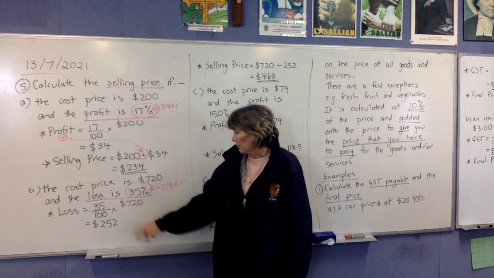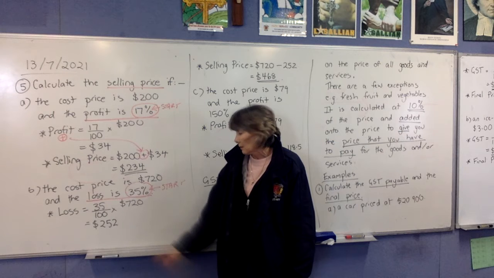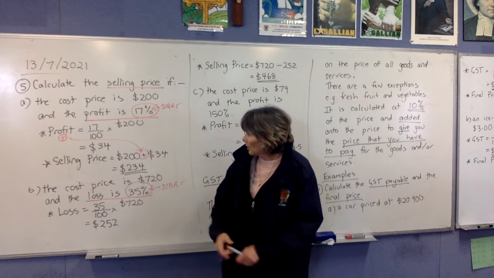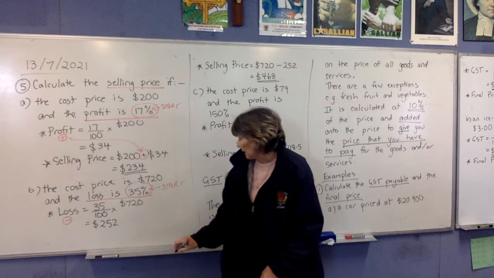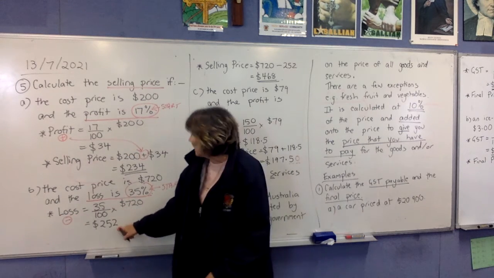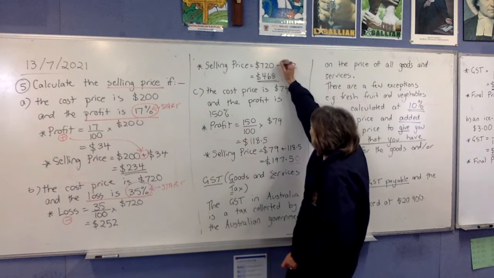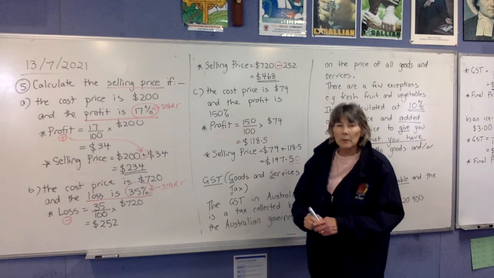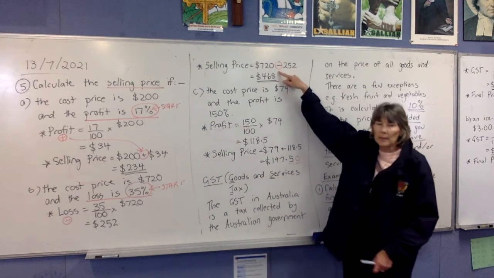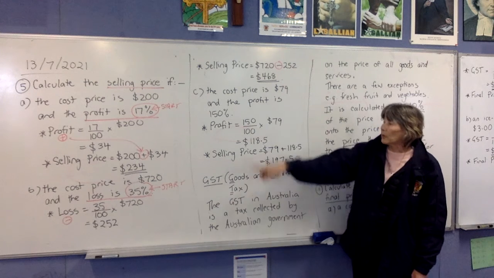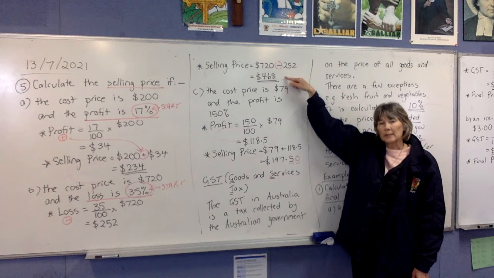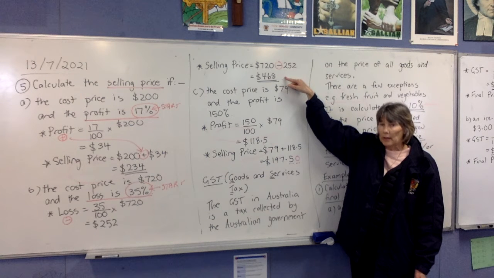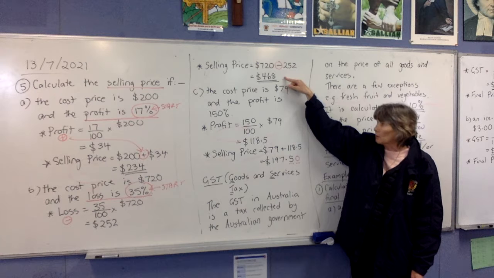and you'll get a loss of $252. So now, the loss means we're subtracting money, we're losing money. So we have to take that money and subtract it. So we start with our original money, $720, and take off the loss. So your selling price is now $468, which looks correct because it's lower than what you started with. You have made a loss.